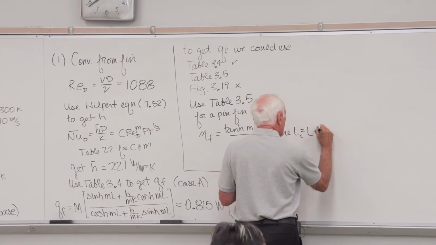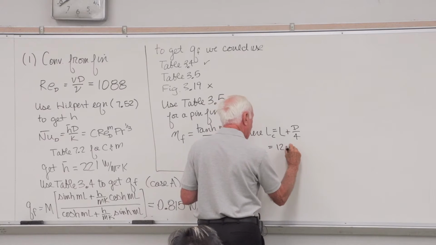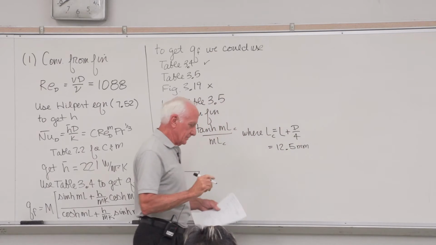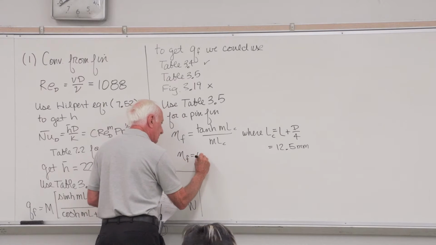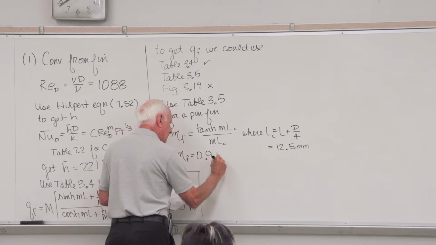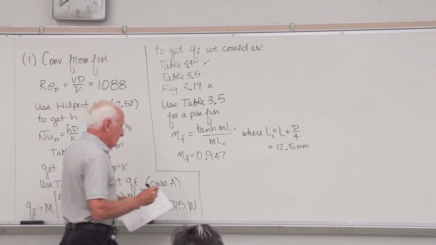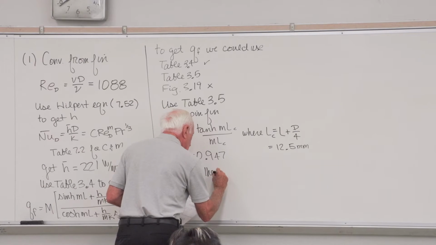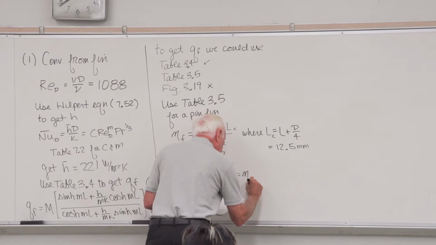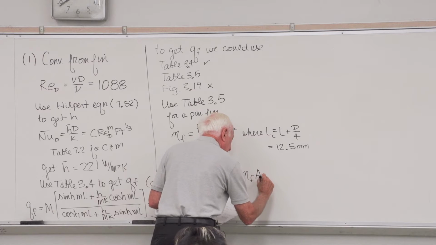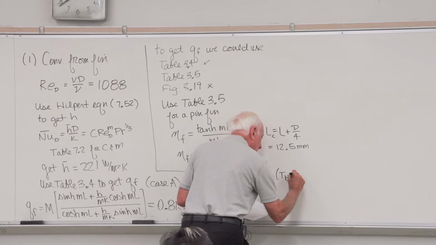L plus D over 4. He tells you that in the picture, 12.5 millimeters. So now we know L sub c. Now we put this in here, and we get the fin efficiency, 0.947, 94.7% efficient fin. Now we put that in the equation to find Q fin. Q fin equals eta fin, area of the fin, h bar over the fin, T base minus T infinity.